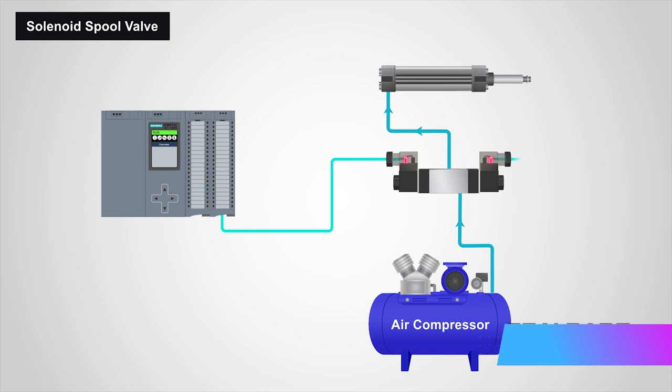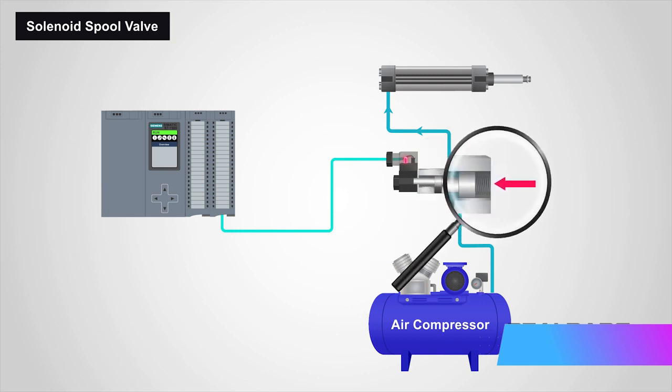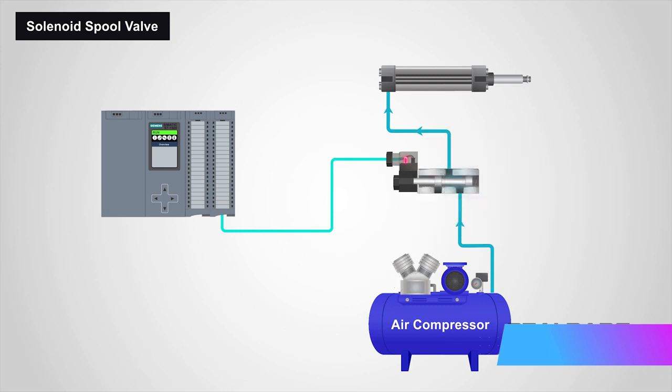In some cases, there may be a solenoid at each end of the valve, whereas in others, there is a spring return. So when the solenoid is no longer pushing the actuator, the spring will return the spool to its normal or rest position.